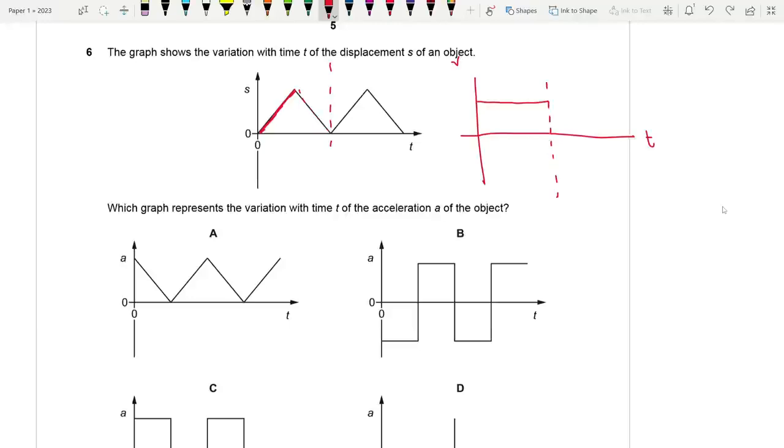Wait, I think I drew too much. Yeah, check this. So for the first section we have a positive value like this, then we have a negative value, then we again have the same positive value again, right? And then we have the same negative value again. Okay, so this is the velocity time graph.